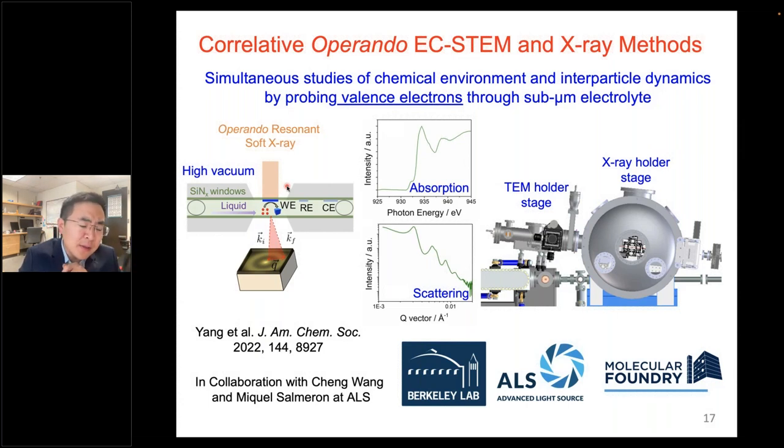Between electron beam and X-ray, they share a similar characteristic in the sense that they both require high vacuum, so a design of the liquid cell holder in a closed setup is critical, and soft X-ray can afford a little bit thicker electrolyte. In this case, we're talking about a 1 micrometer thick electrolyte. Later I will show you that with this kind of setup, primarily at the Advanced Light Source, we are able to investigate the chemical environment by X-ray absorption spectroscopy. At the same time, with resonant X-ray scattering, we can study the interparticle dynamics through the electrolyte. The long-term vision is to have a multimodal platform where we can pursue TEM and X-ray in sequence, to almost ensure the same experimental conditions for two different experiments.